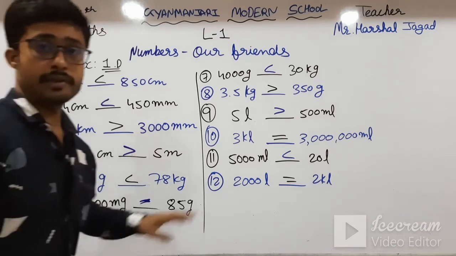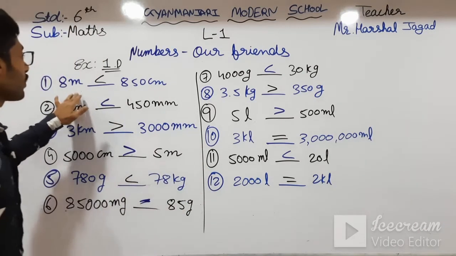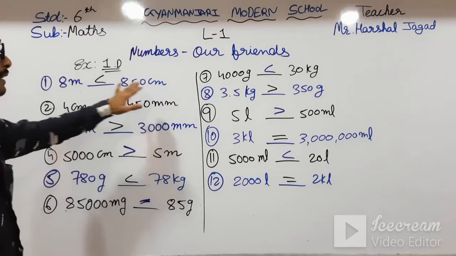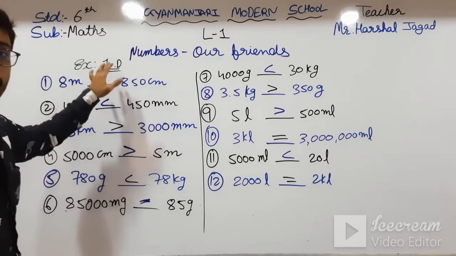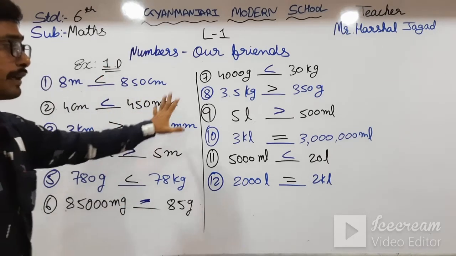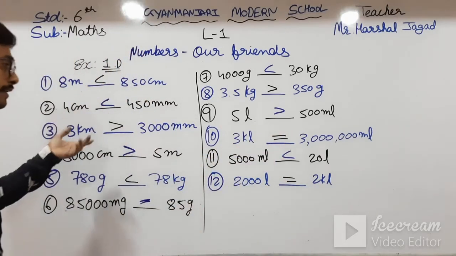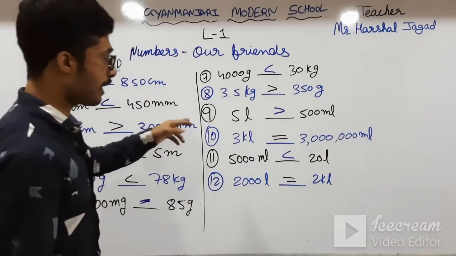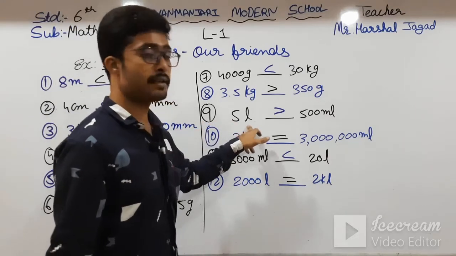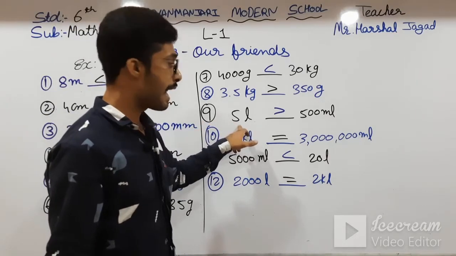I have just written the answer. What do you have to do? You have to convert this into centimeter. Then after that you have to write the signs. I have directly done this. I am just saying the answers. What do you have to do? 5 liter, that is 5000 ml.